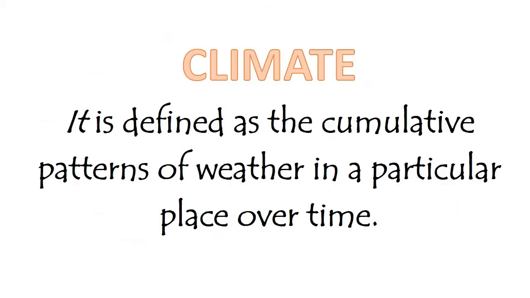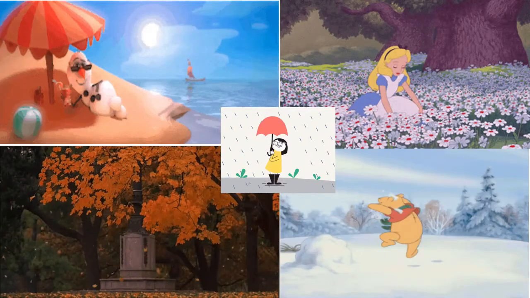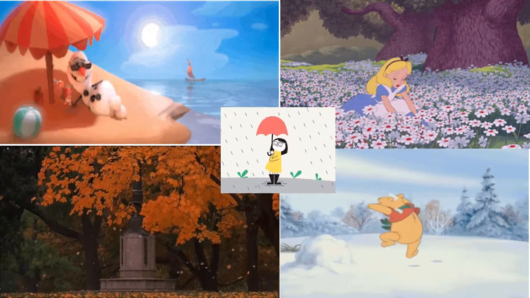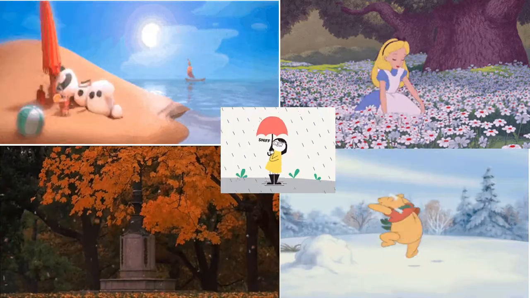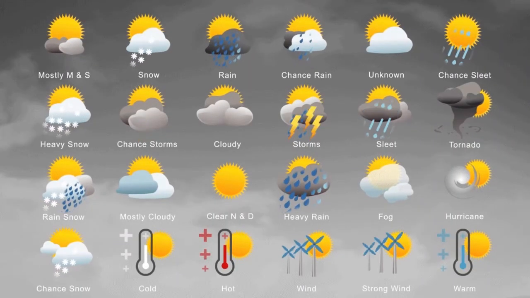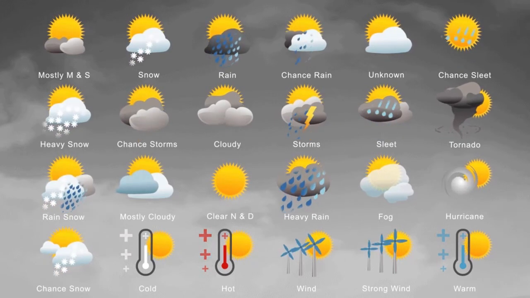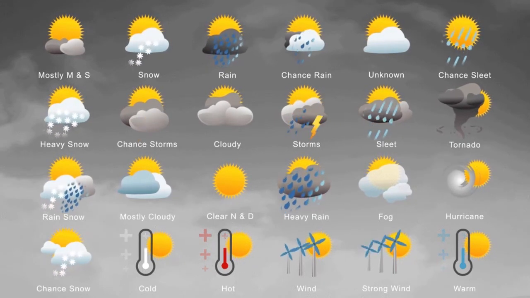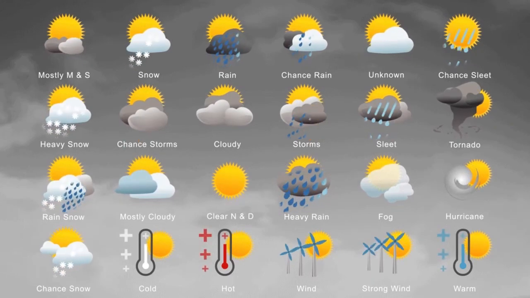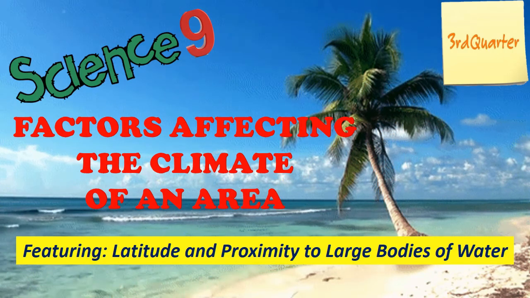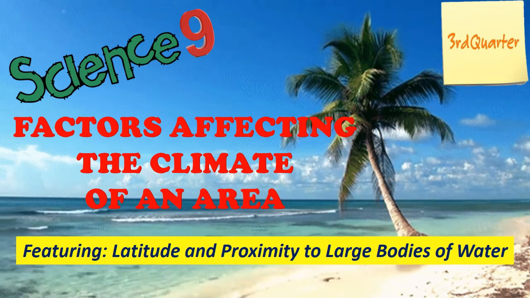We know that climate is the cumulative patterns of weather in a particular place over time. It is the weather of a place averaged over a period of over 30 years. Climate information includes the statistical weather information that tells us about the normal weather as well as the range of weather extremes for a location. So what are the factors affecting the climate of an area? Let's find out and let's discover this together.